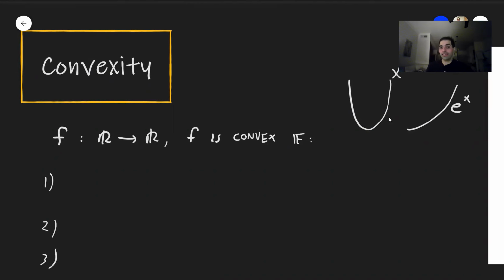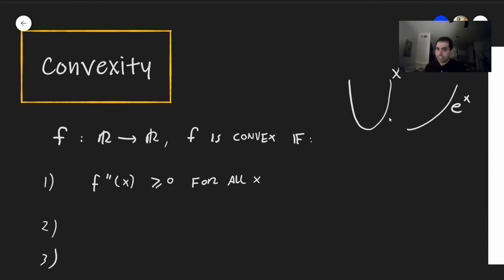And convex, if you have two derivatives, it just means concave up. So if f double prime of x is greater than or equal to 0 for all x. So that's the definition in calculus if you have two derivatives.